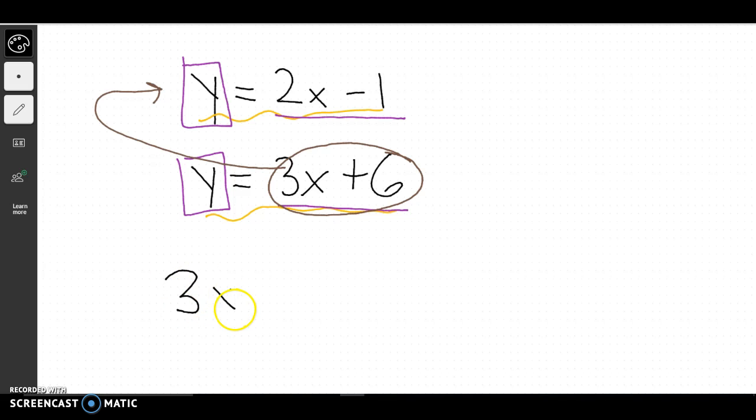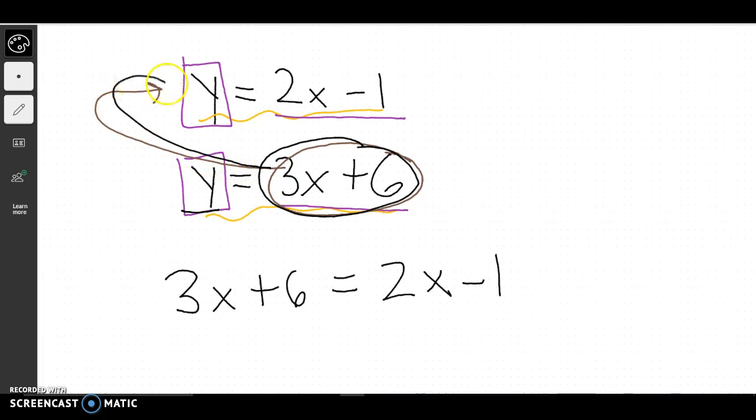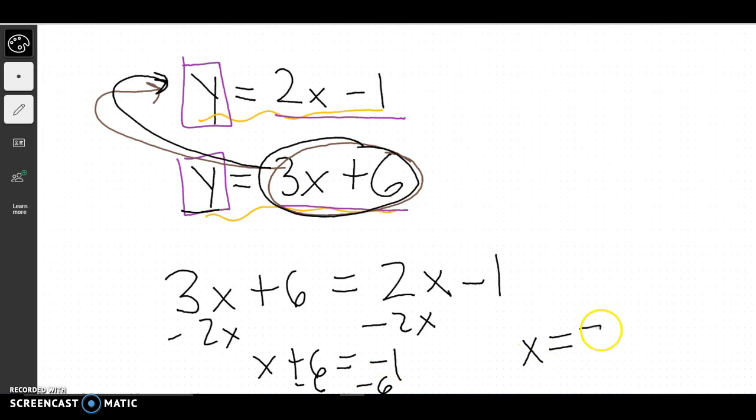We're going to say that 3x plus 6 is equal to 2x minus 1. Okay, so all I did was I took what I know y equals, which is this thing, and replaced it for that y up there. And now I'm going to solve. So I'm going to subtract 2x. I'll have x plus 6 equals negative 1. Subtract 6. I'll have x equals negative 7.